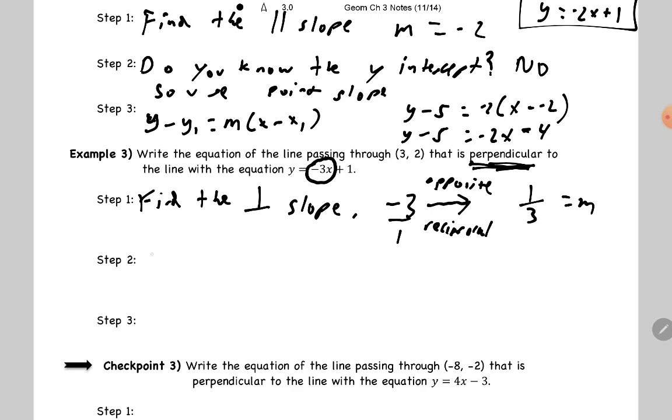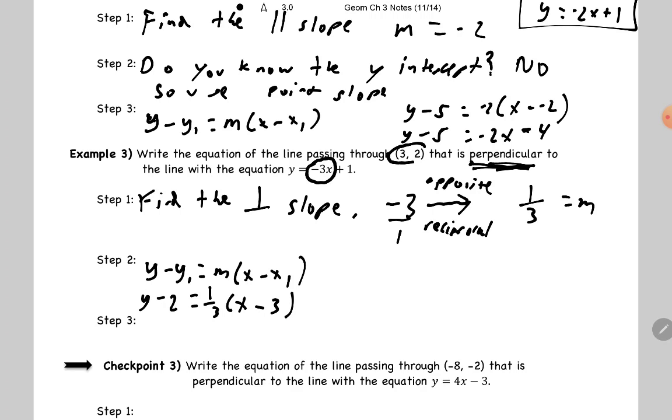And then once again, do we know the y-intercept? No, so we're going to use point slope. So y minus 2 equals 1/3 of x minus 3. There's our point at the beginning there. So y minus 2 equals 1/3 of x minus 1/3 of 3, which is 1. And then we add 2 to both sides, and you'll get y equals 1/3 x plus 1.